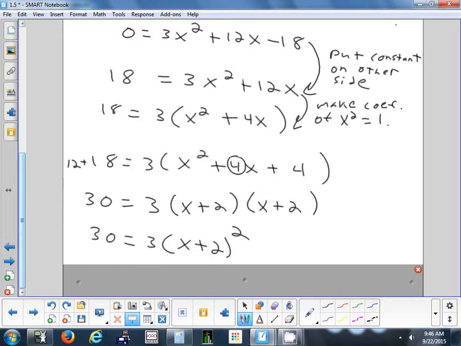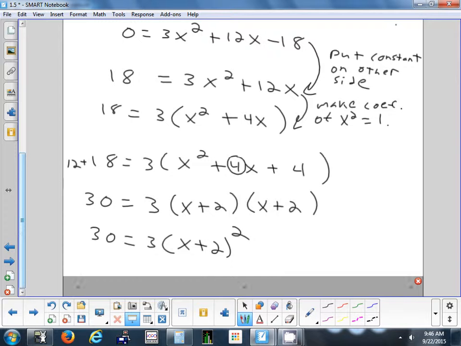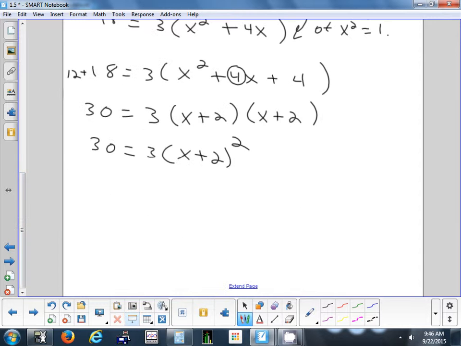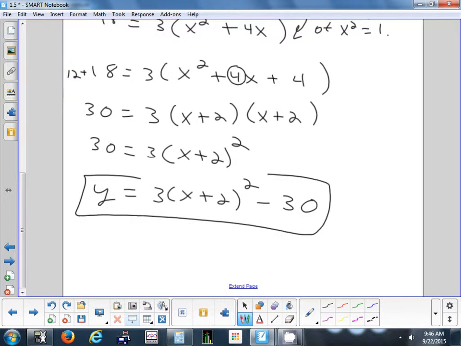Now we're starting to get it in that format we want. And my last step is to bring the 30 back to the other side. Does anybody see why I didn't want to divide everything by 3? What is this 3 telling me? What kind of transformation? The vertical stretch. Yep. If I had divided everything by 3, I would have lost that vertical stretch by a factor of 3.